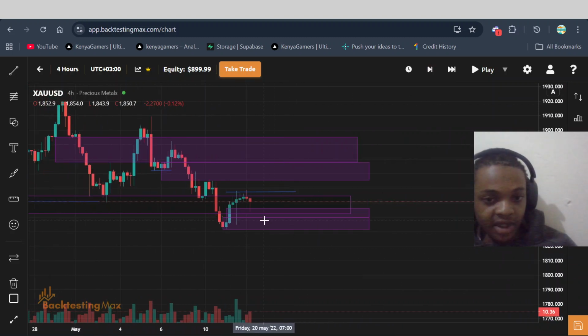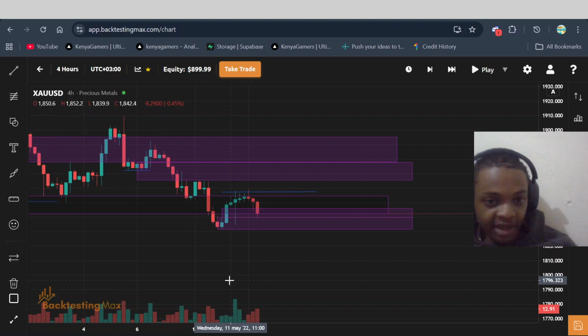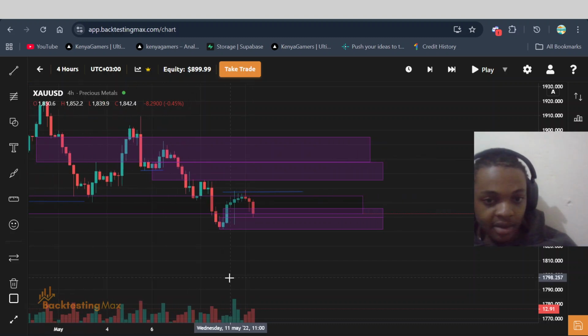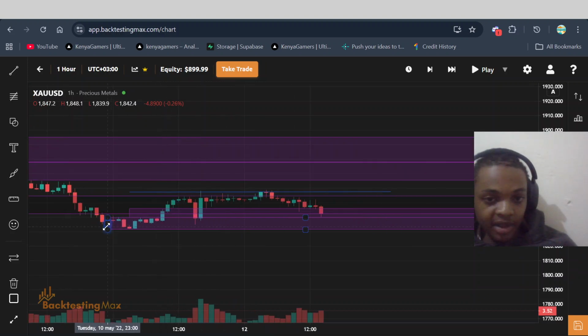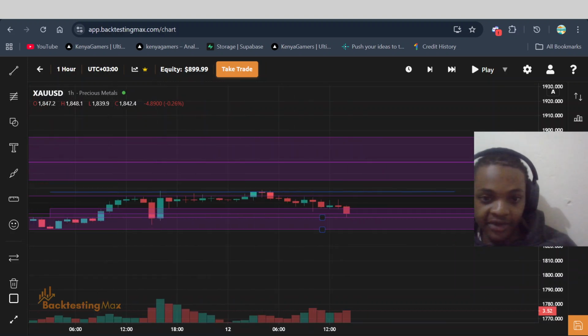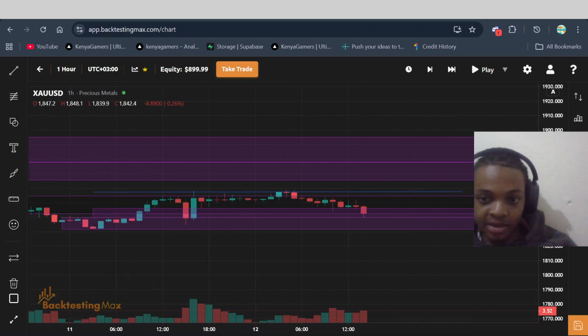It looks like we tap into the fair value gap, but not the OB. Now we tap into the OB. So I'm going to look for 1 hour fair value gaps that maybe hold strong.